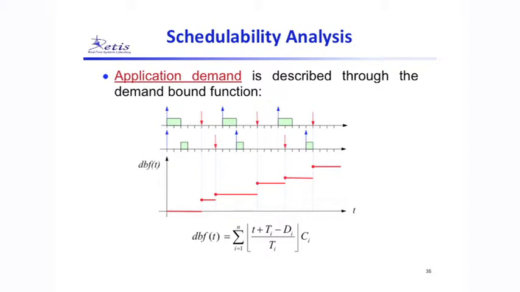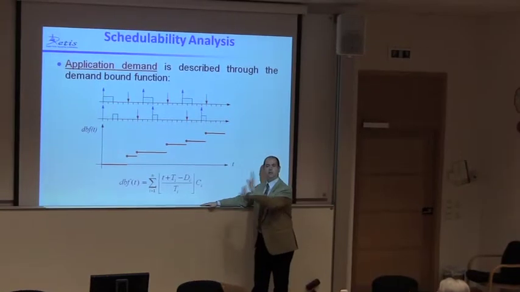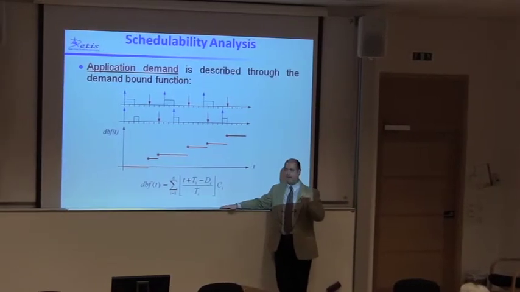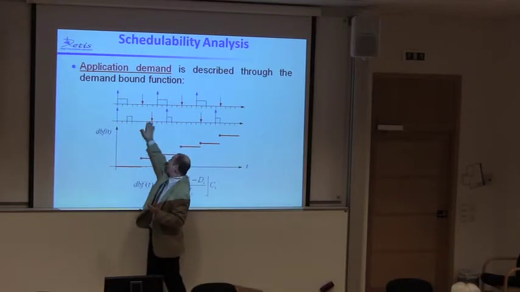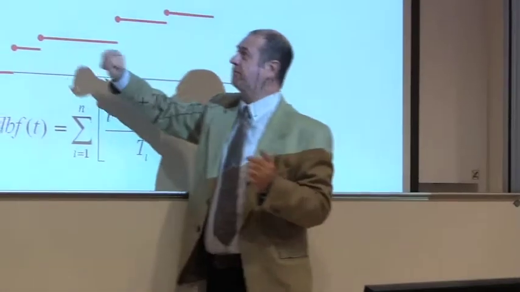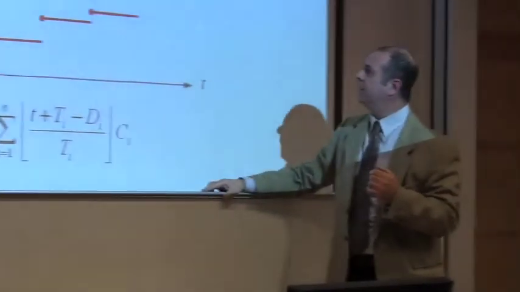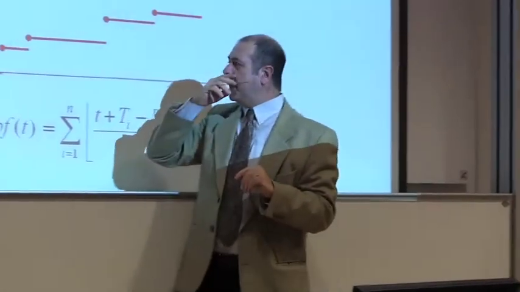Suppose that an application is characterized by two tasks, and in this example, tasks are periodic. The blue arrows identify the activation times. You see, they are regular, so they are periodic, and the red arrows pointing down represent the deadlines. So these tasks cannot exceed the deadline, otherwise the system behaves very badly. So we have only this window for this task to execute, and the same for the other jobs of the same tasks.